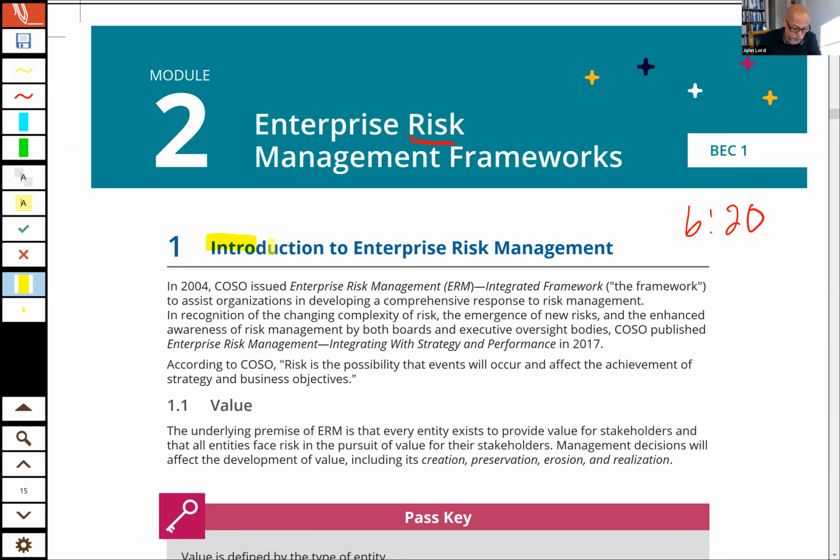enterprise risk management. Okay, now again, it's the same entity, COSO, but now they came up with this way to assist in developing a comprehensive response to risk management. Now, as I said a little earlier when we were talking about the outline, one of the first things we want to get in our mind is what risk management is, because a lot of times we think risk management is sitting there and doing everything to avoid something that's risky. Well, that could be a way of managing risk, but that's only a small piece of how an entity will manage risk, because some things you can't avoid.